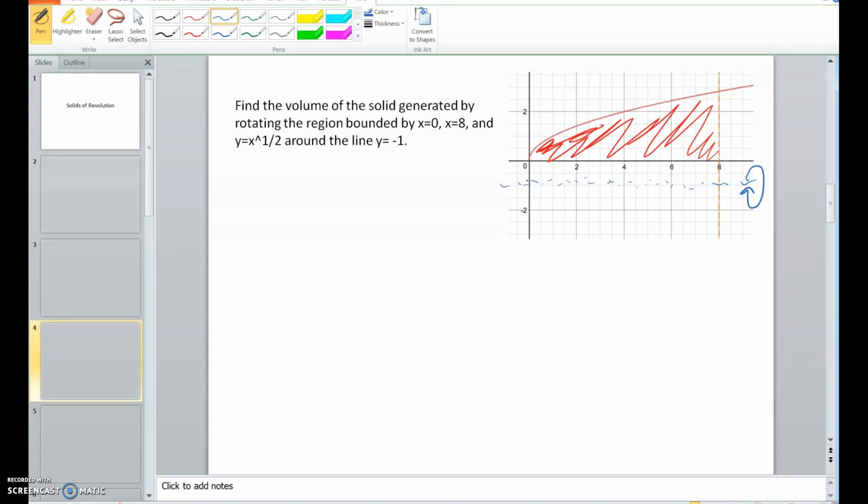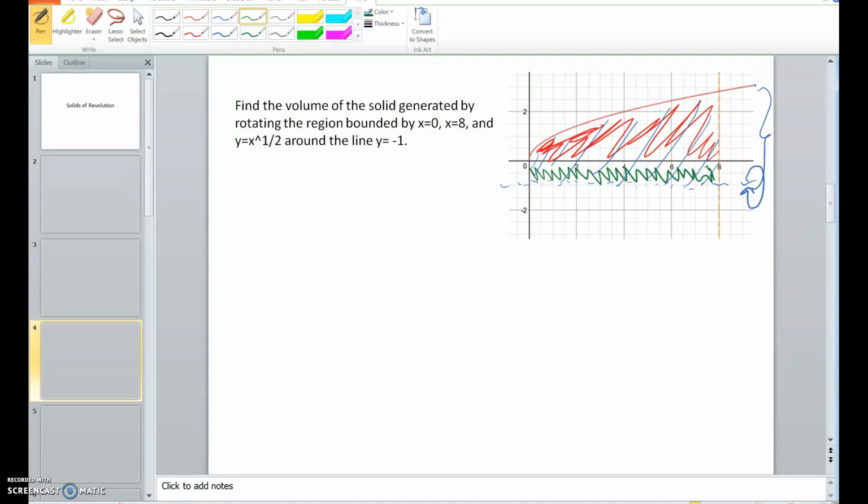So the way you want to think about this is that we're going to rotate this whole region from -1 all the way up to root x, and then subtract out this little piece here, because the green zone is not in the shaded region that we're trying to rotate.